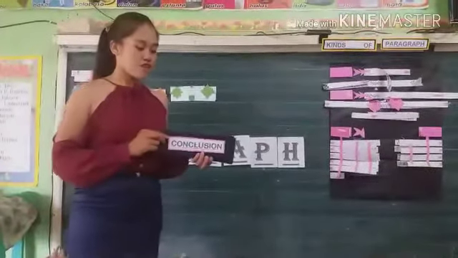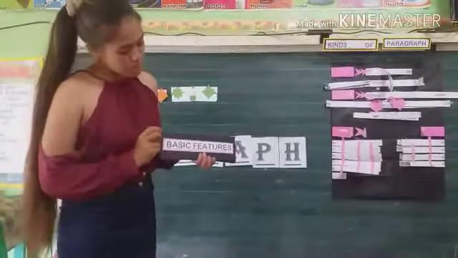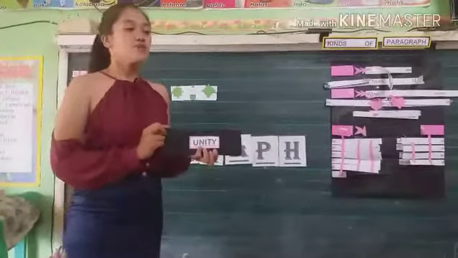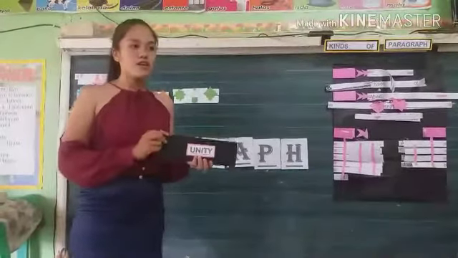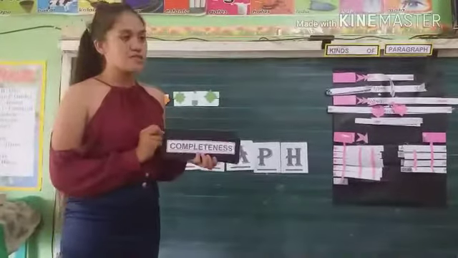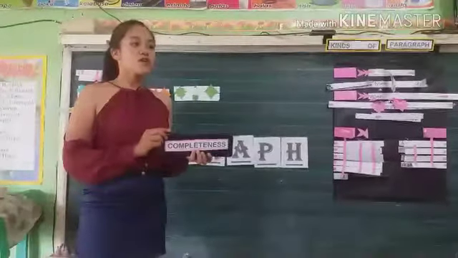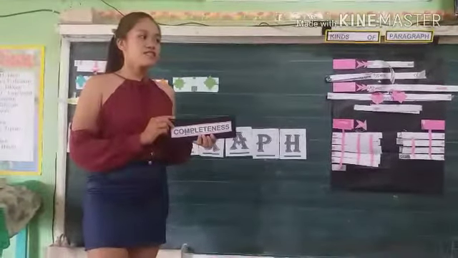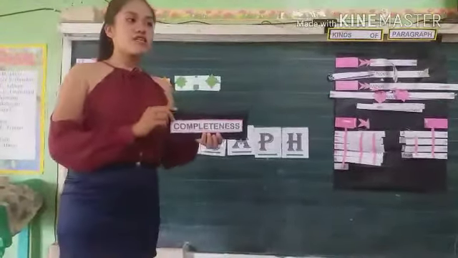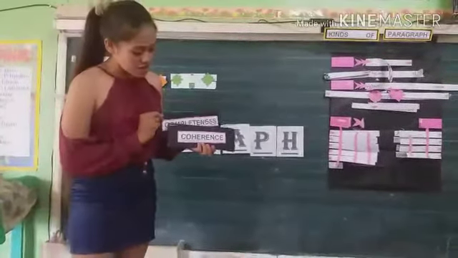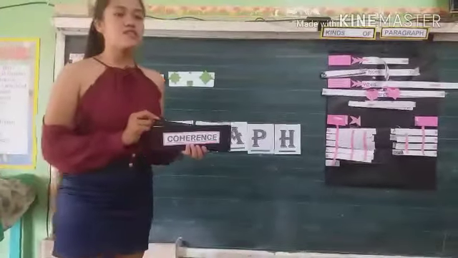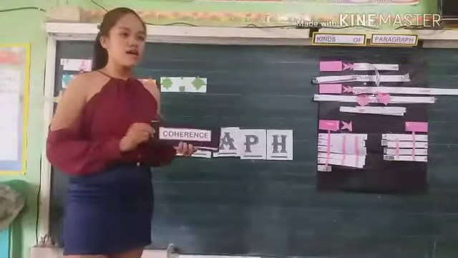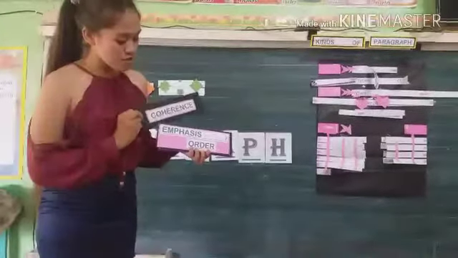And then its basic features. The first basic feature of a paragraph is unity, which means the oneness of a paragraph. Second is completeness, which means that your paragraph is complete, or all the information that needed to be told is already written in the paragraph. Third is coherence. Coherence means proper jumping into another topic without leaving gaps. And the last one is emphasis or order.